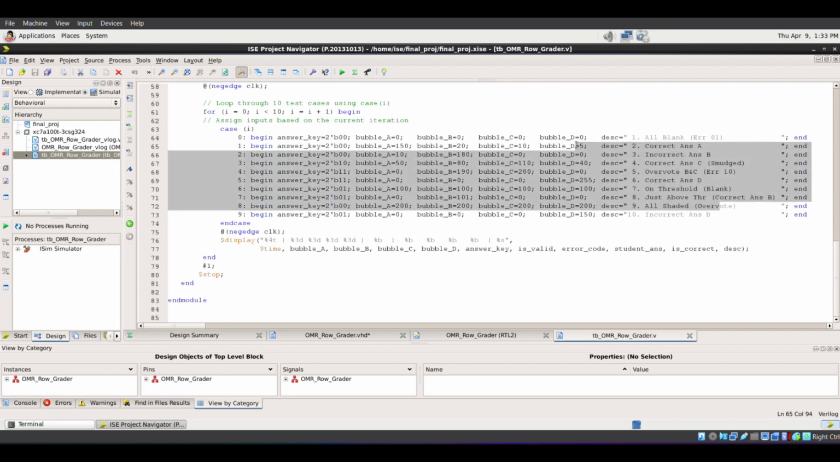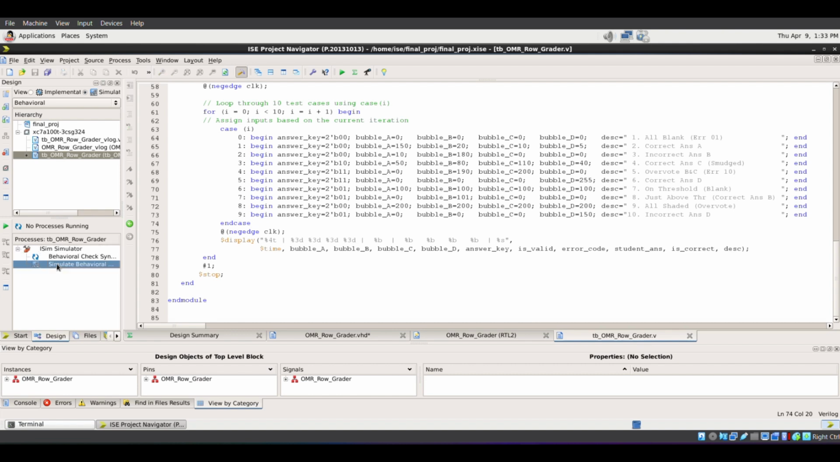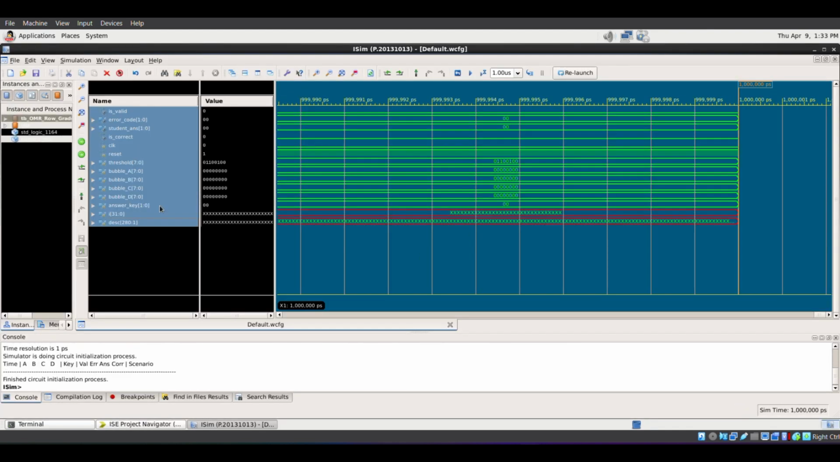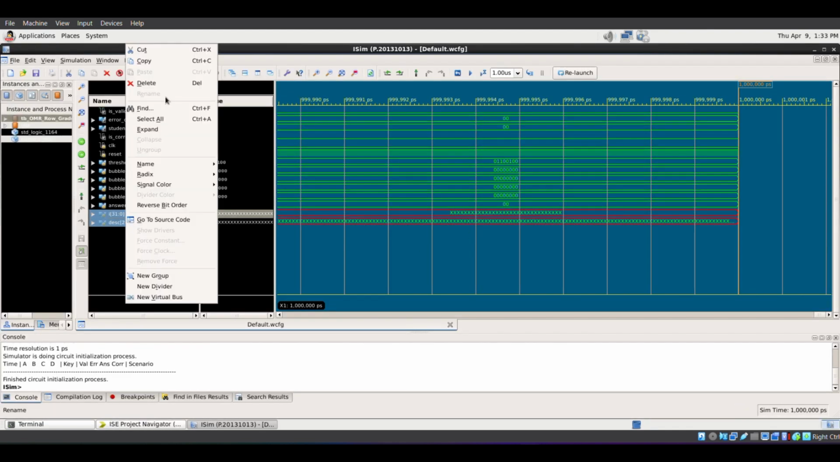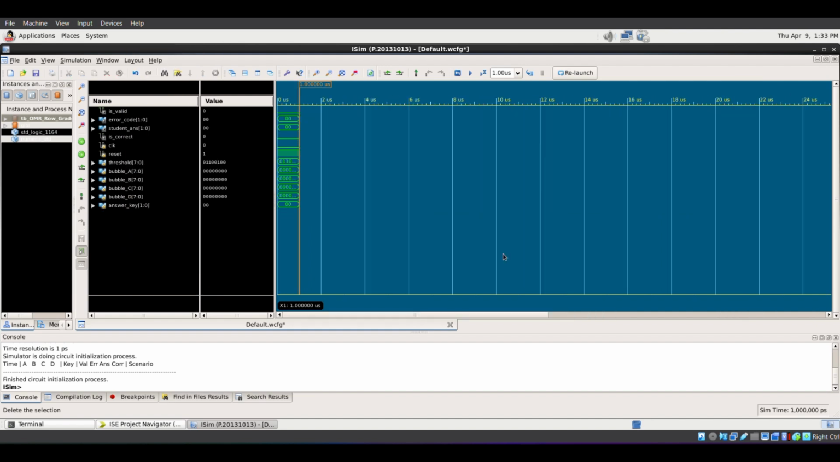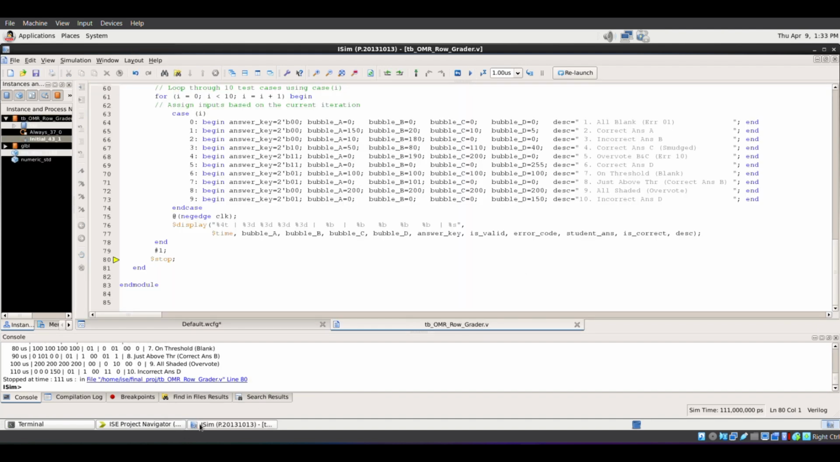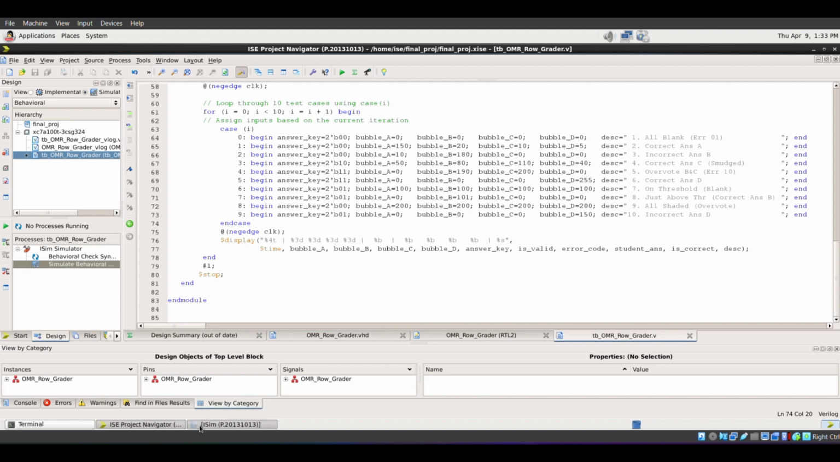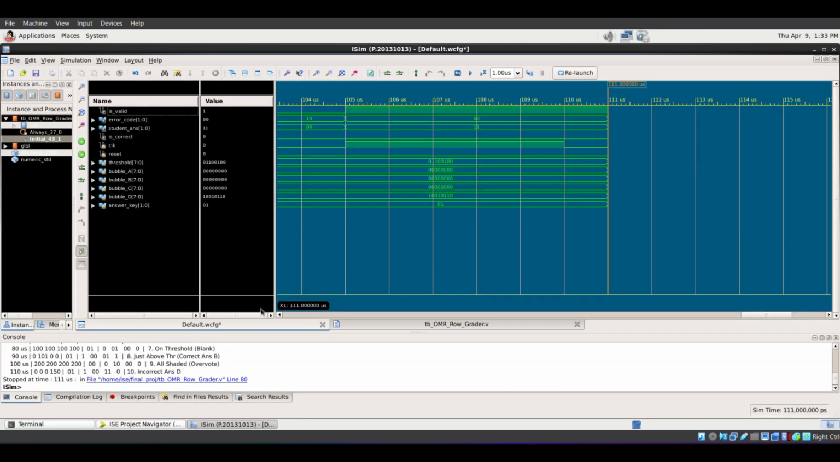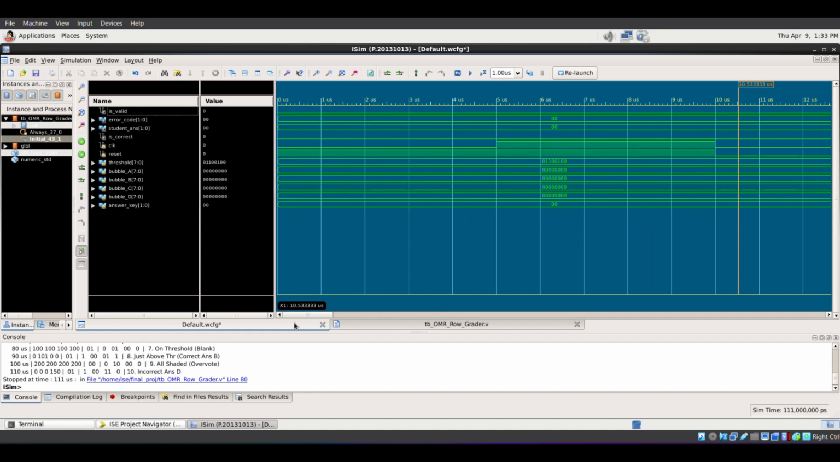The test bench operates by instantiating our OMR grader as the device under test. We generate a simulated 10 nanosecond clock to drive the synchronous logic. For our stimulus, rather than writing out every case manually, we engineered a scalable testing loop. Using a for loop and a case statement, the test bench automatically cycles through 10 distinct testing scenarios.